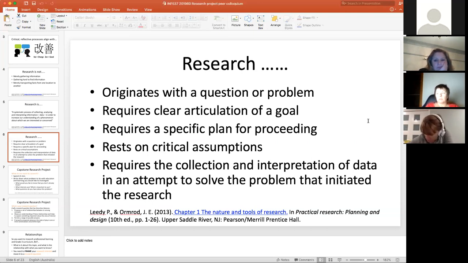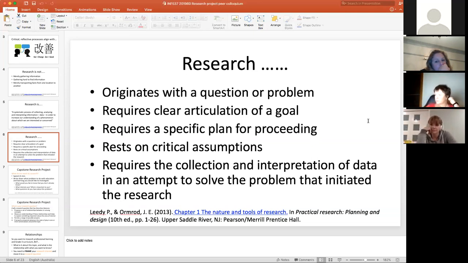Research rests on critical assumptions. So perhaps you are making some assumptions about how you're collecting the data, what the data may consist of, etc. Whether you write about that or whether you just think about it is up to you. And of course, research requires the collection and interpretation of data in an attempt to solve the problem that initiated the research. And that's just saying what we've already said in a slightly different way.